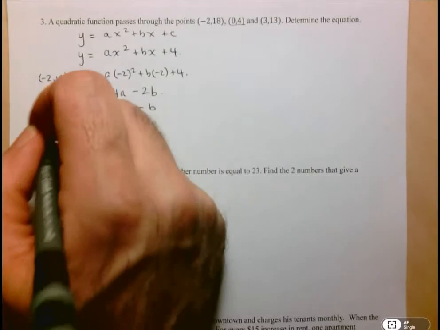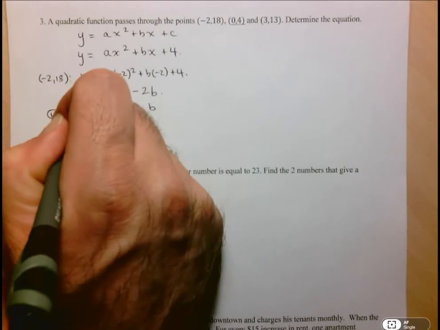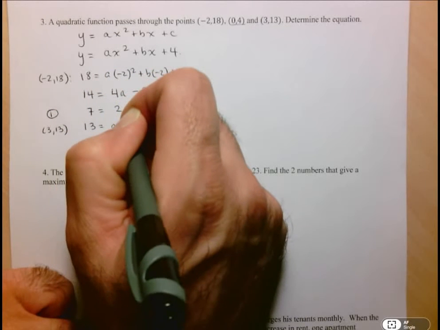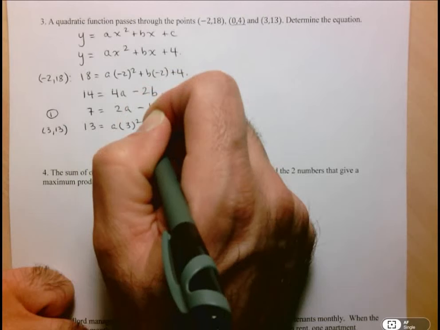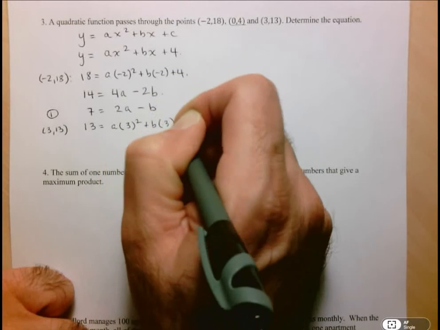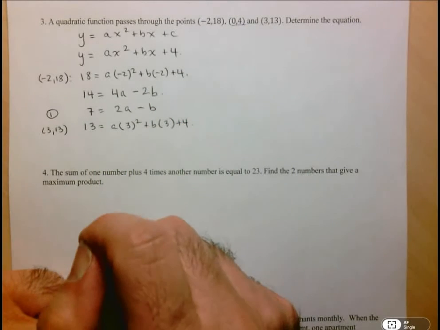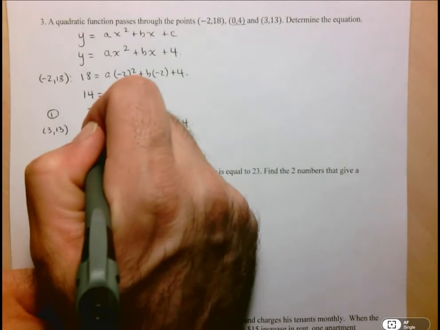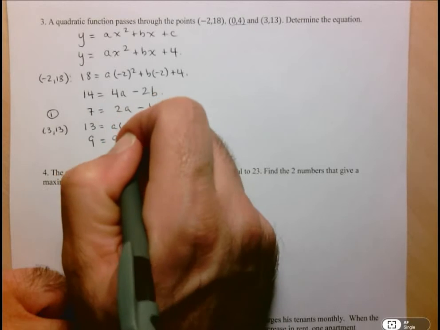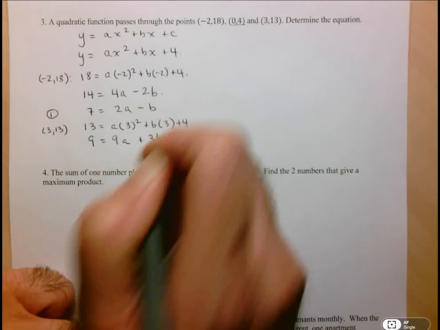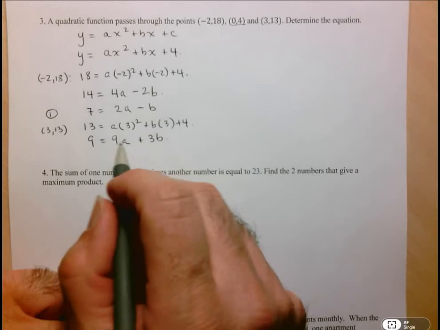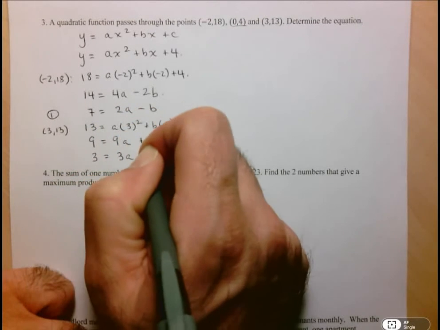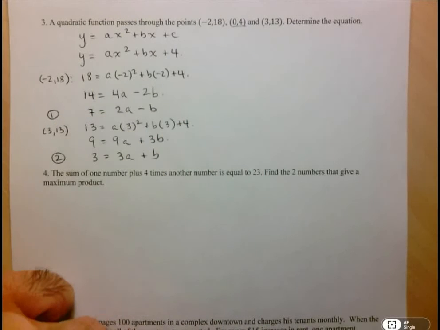Now I'm going to repeat for (3, 13). When y is equal to 13, let's replace x by 3. Now I'll do the same thing. Let me simplify. Let's bring the 4 to the other side, so 13 minus 4 is 9. And here we've got 9a plus 3b. Yet again, we can go one step further and divide both sides by 3. So we're left with 3 equals 3a plus b, and I'll call that equation 2.